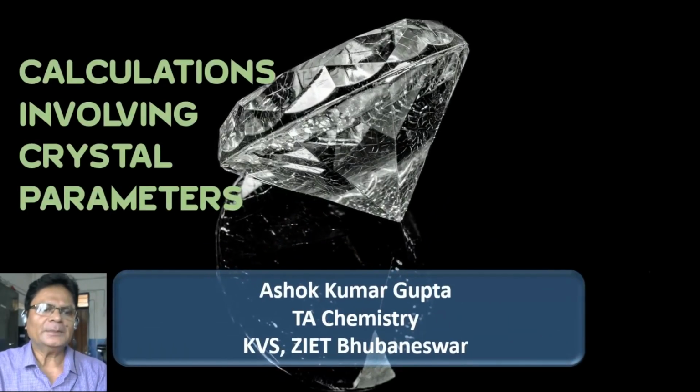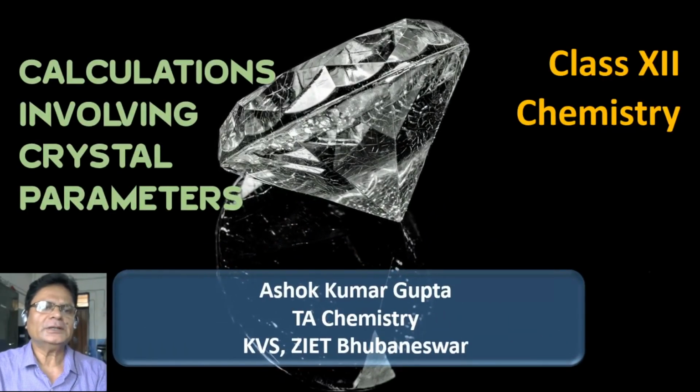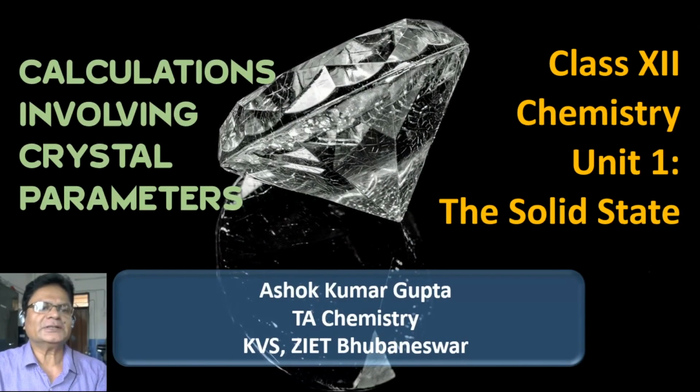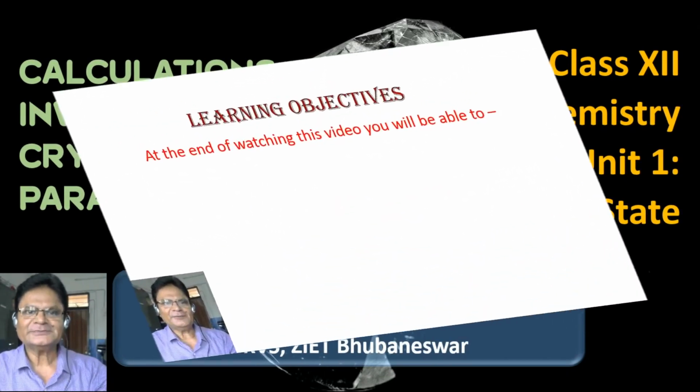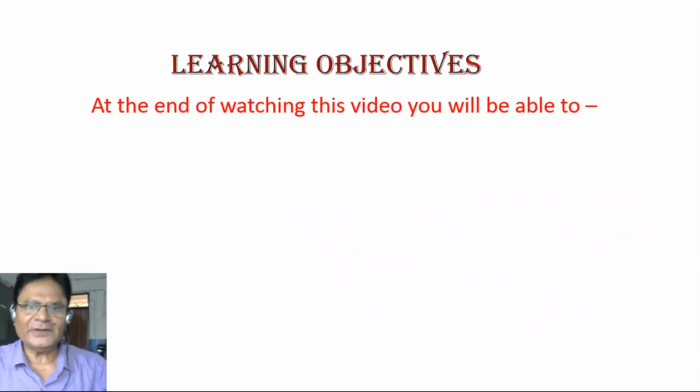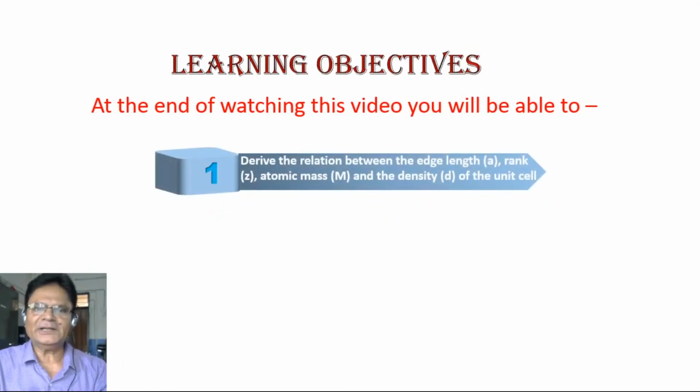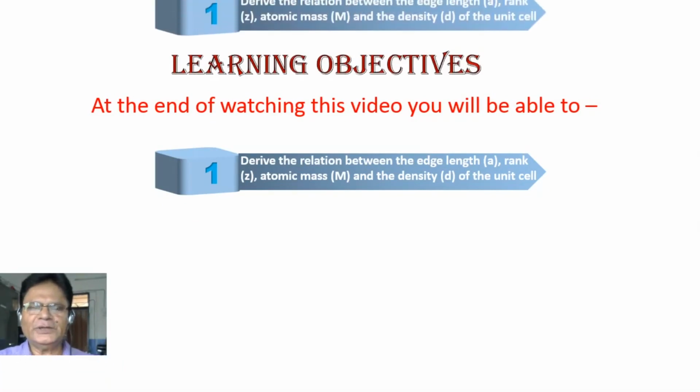Today, I am going to present before you all the video lesson on calculations involving crystal parameters. This is the topic of class 12 chemistry unit 1, the solid state. After watching this video, you will be able to derive the relation between edge length, rank, atomic mass and the density of the unit cell.